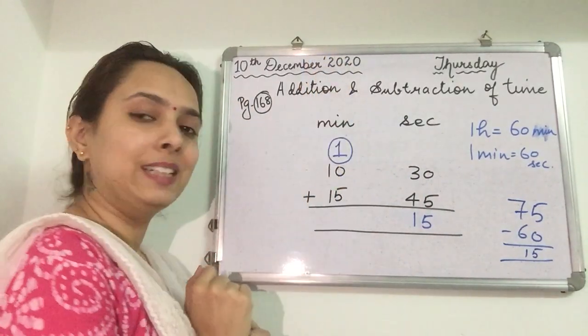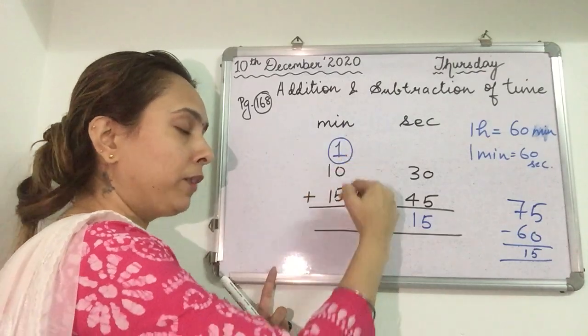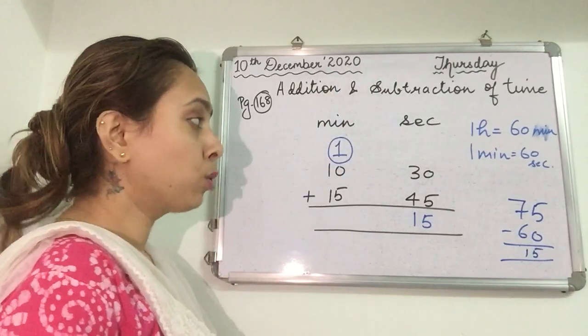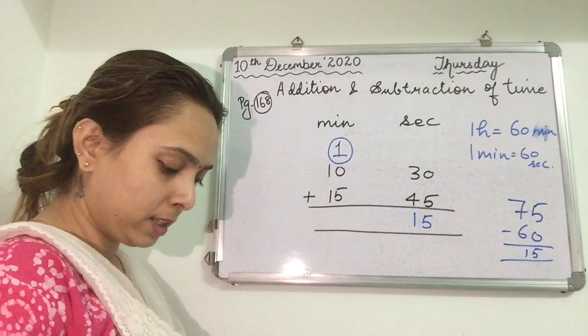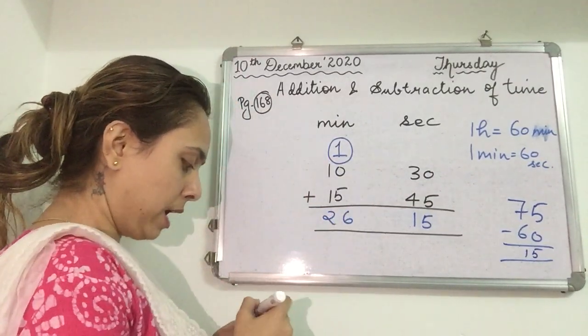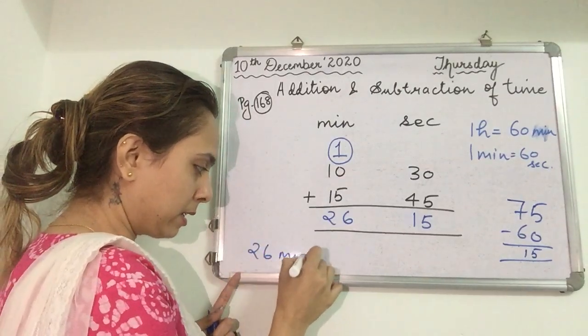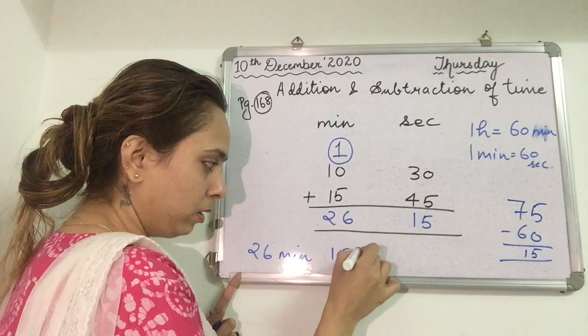Now we will add this time. 10 minutes plus 15 minutes plus 1 minute. So the answer you will get is 5 plus 26. So our answer is 26 minutes 15 seconds.